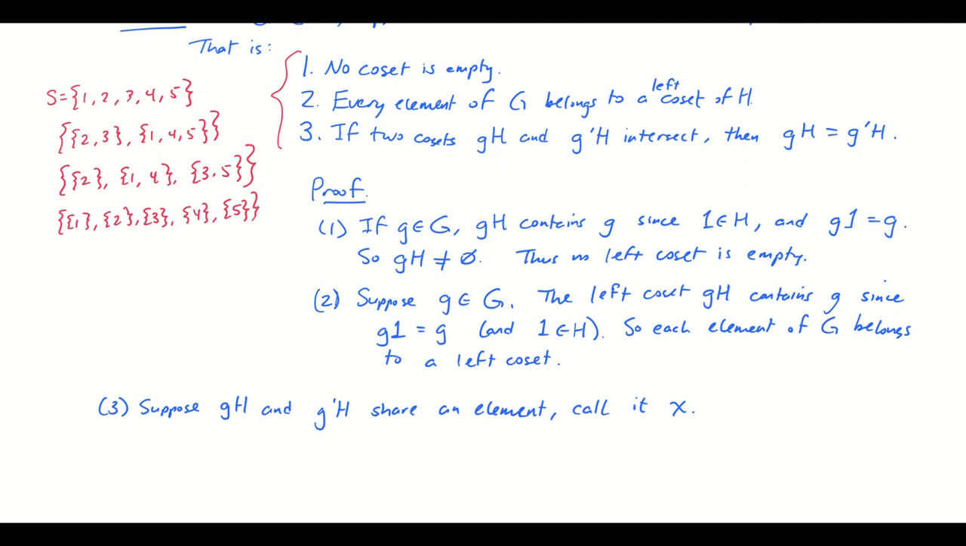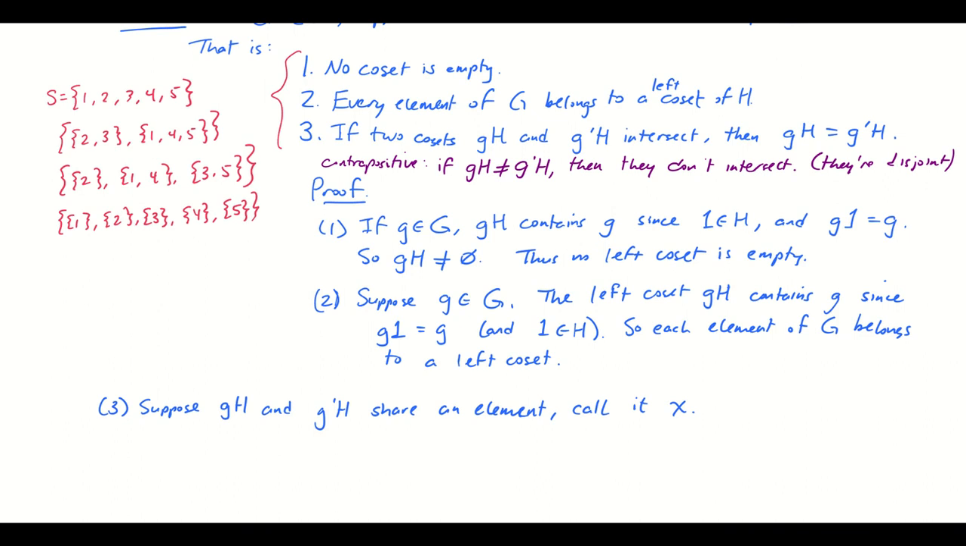The reason we do that is the contrapositive of this statement would be: if GH and G'H are different sets, that is, they're not exactly the same set, then they don't intersect. That is, they're disjoint. All right, and that's really what we're trying to show. We're trying to show that different subsets in our collection are disjoint.